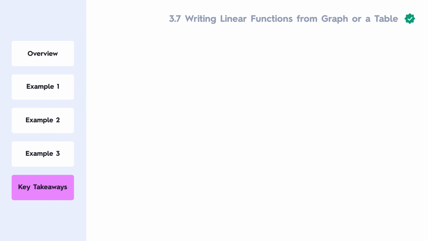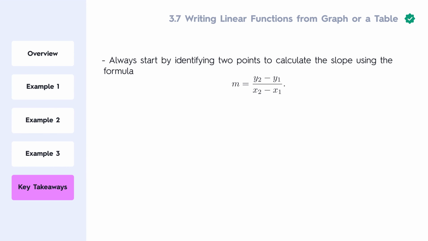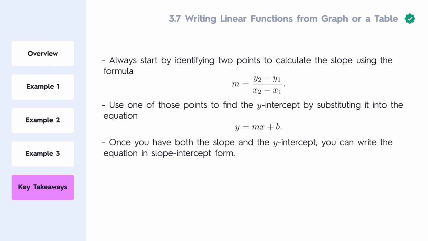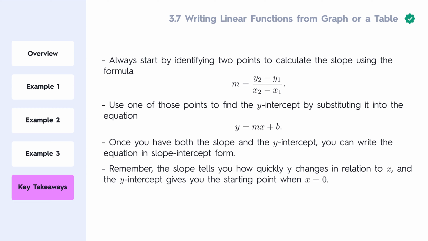In summary, whenever you are asked to write a linear function from a graph or a table, remember to always start by identifying 2 points to calculate the slope using this formula. Next, use one of those points to find the y-intercept by substituting it into the equation. Once you have both the slope and the y-intercept, you can write the equation in slope-intercept form. Remember that the slope tells you how quickly y changes in relation to x, and the y-intercept gives you the starting point when x equals 0.